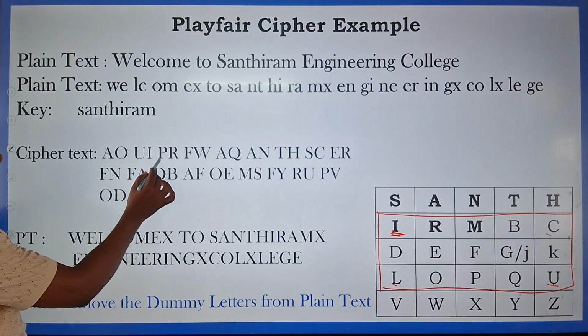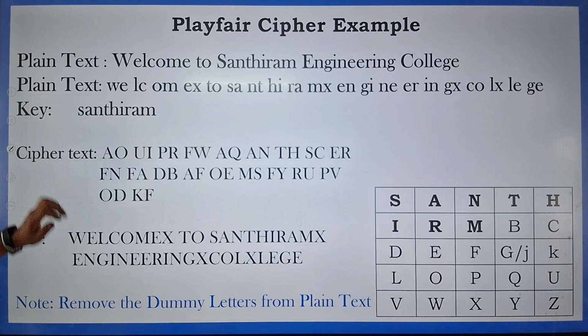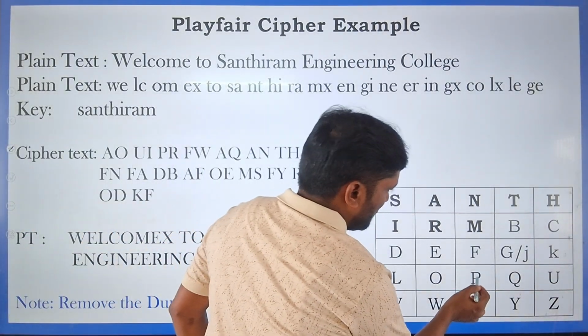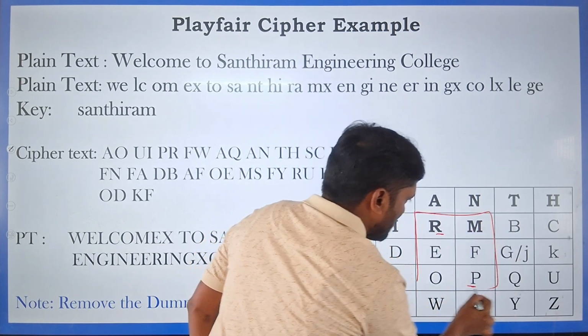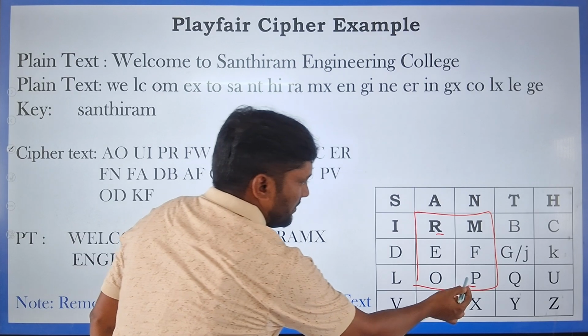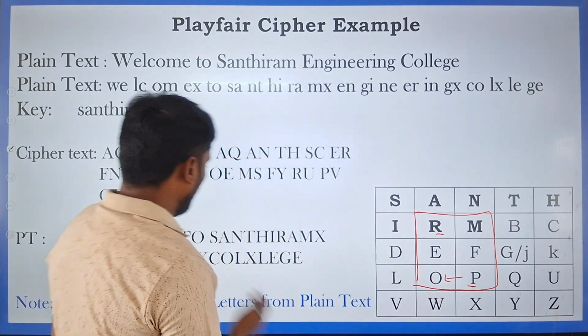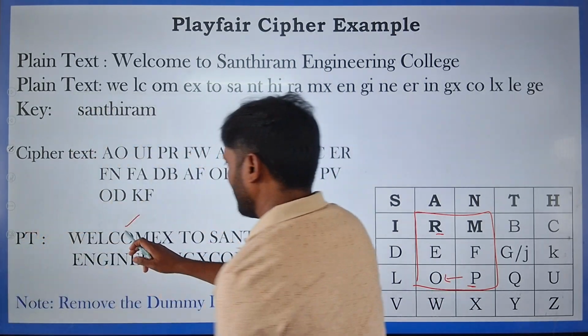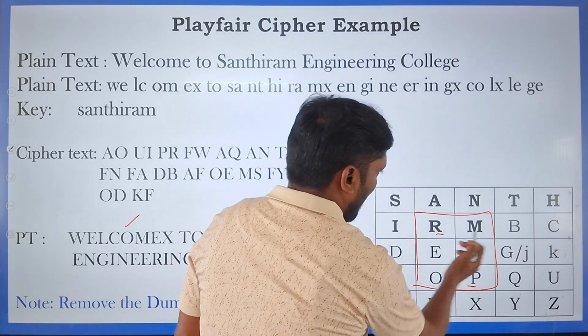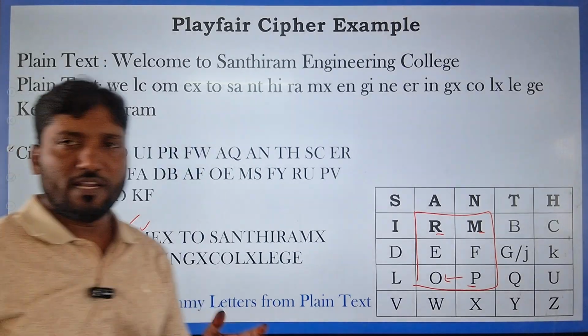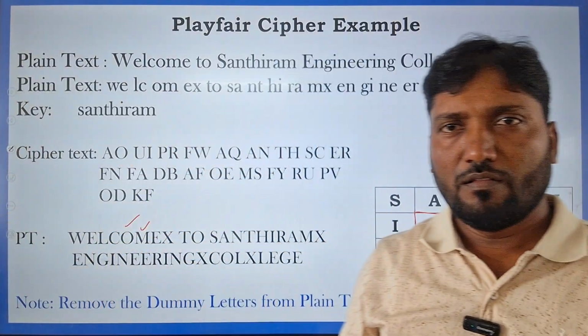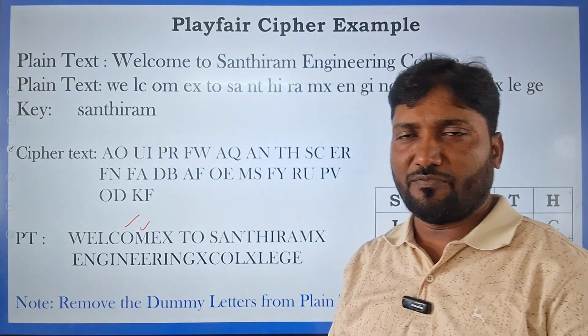What is the next one? PR. Where is the PR? Now there is a P and there is an R. Now form a rectangle. For P, what is the opposite letter? O. That is called O. For R, there is an M. So OM. Just like that we can generate plain text from the cipher text.